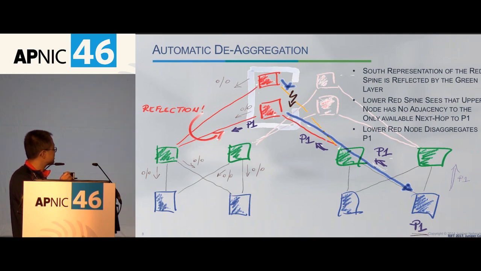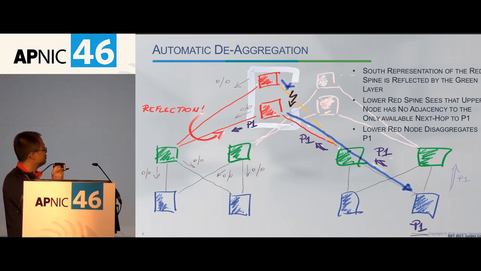Now, let's say this purple node on the left corner needs to send a packet towards P1. This node has two default routes, learned from those two green nodes up there, and it would do an ECMP hash to decide which one to send the packet to. Let's just say it picked the left green node. Similarly, the left green node has two default routes learned from those two pink nodes. Again, it will pick one using the hash function. Let's just say it picked the top pink node, so it sent the packet up there.